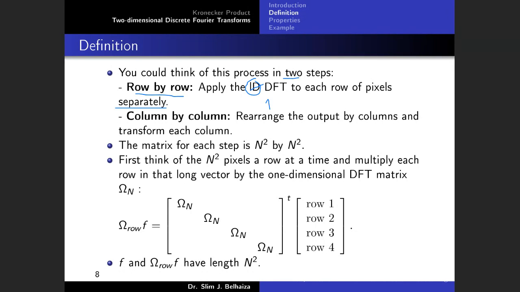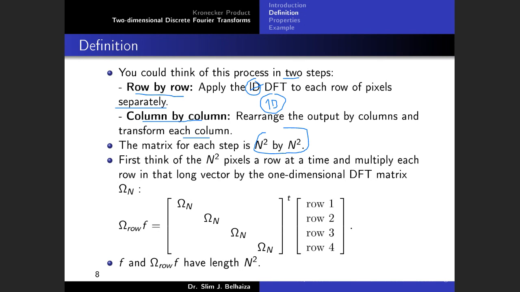DFT. This is 1D. Sorry, it doesn't appear well here after compiling. So we apply the 1D DFT to each row of pixels separately. And then we do column by column. We rearrange the output by columns and transform each column. The obtained matrix for each step is n squared by n squared. I have an example after this slide.